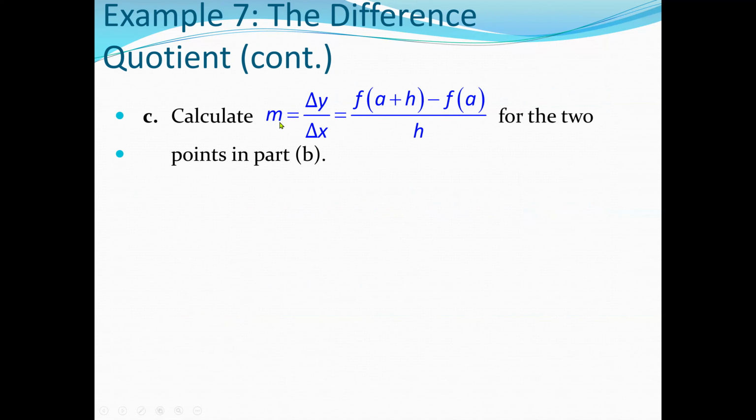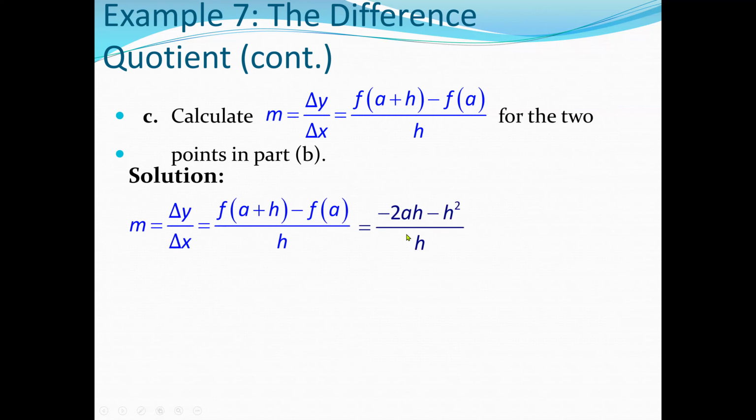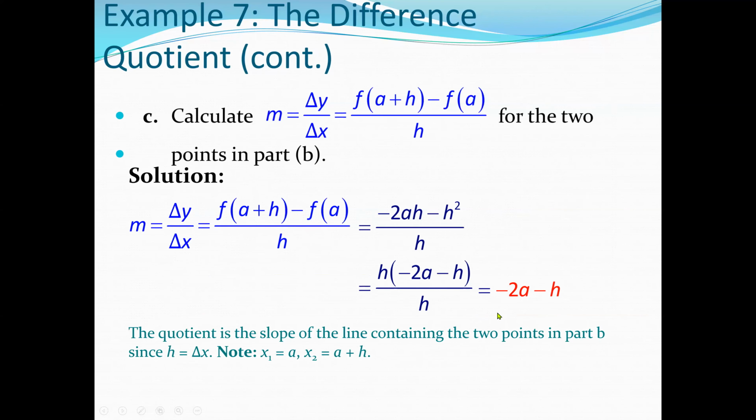So next example, we are looking for the slope, which is dy/dx, so f(a + h) minus f(a) divided by h for the 2 points in part B. In part B, we found dy separately and dx separately. The slope will be dy/dx, and that's what we're doing. So we substitute the values that we had for dy, which is minus 2ah minus h squared, divided by h. h is common, so we can cancel h out, and our final answer will be minus 2a minus h.